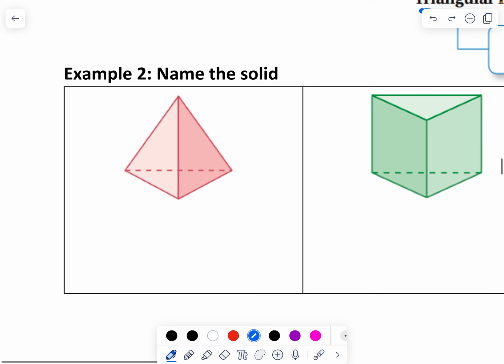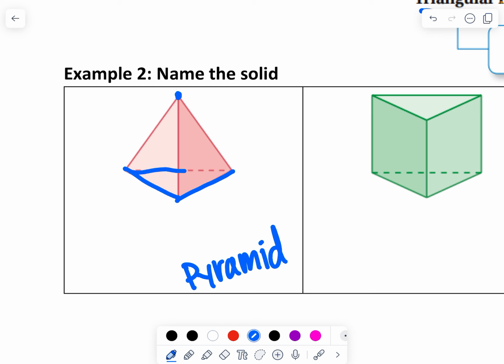So right away, I can see that it comes to a point, so that makes it a pyramid. And I just need to figure out what type of pyramid. Is it a rectangular pyramid, hexagonal pyramid, triangular pyramid? What kind of pyramid is it? Well, I have to look at the base, so I can see the shape of the base is a triangle, so it's going to be a triangular pyramid. Okay, so that's a triangular pyramid.